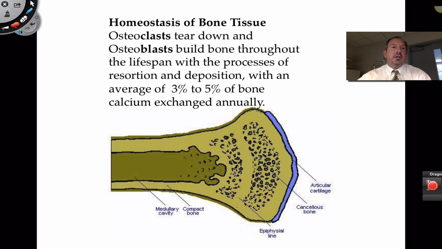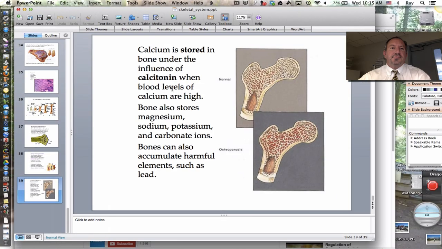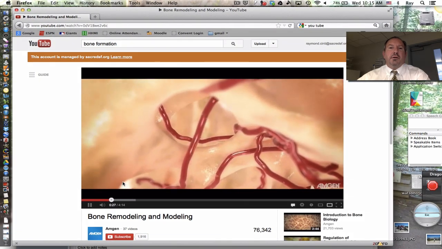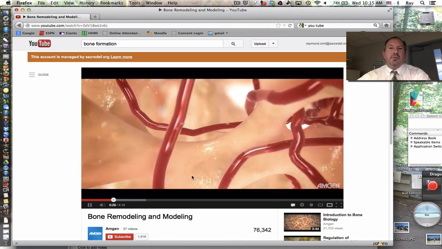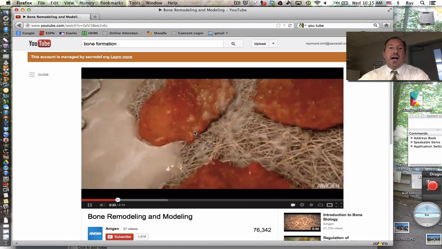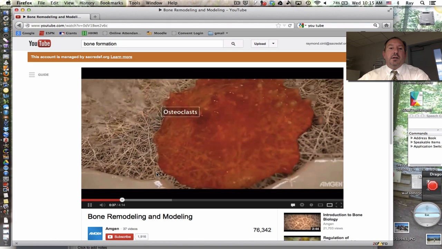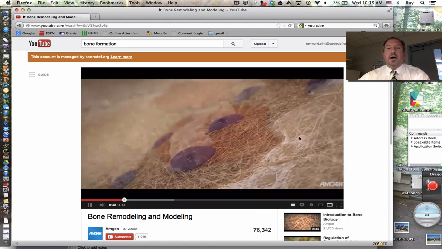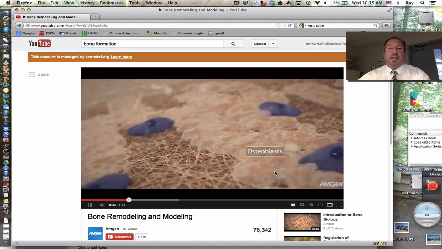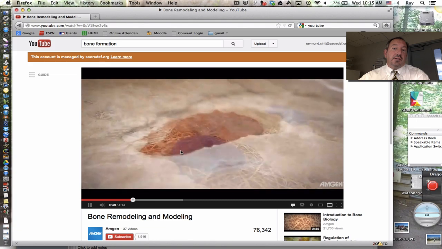Let me show you a little something about that. This is a short animation that's kind of interesting. This is like inside the bone right here, and you know, this whole notion of osteoclasts and osteoblasts. These cells right here are the osteoclasts, because these are the cells that are eating the calcium matrix, and these are the osteoblasts that are actually putting it down. So it's a combination of making bone and tearing down bone.